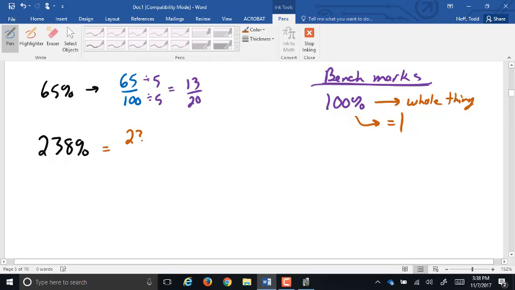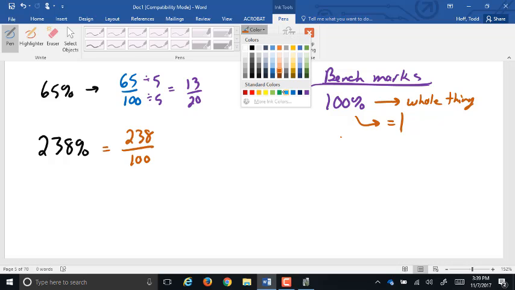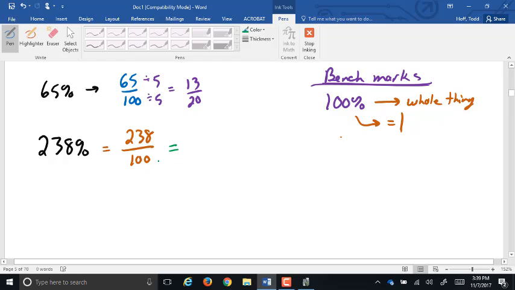We still do start out the same way. 238% is 238 over 100. And now we have to reduce this. Well, we'll notice that's an improper fraction. So to me, it's easiest to reduce it just like this. 100 goes into 238 how many times? 2 times, and how much would be left over? 38 hundredths.